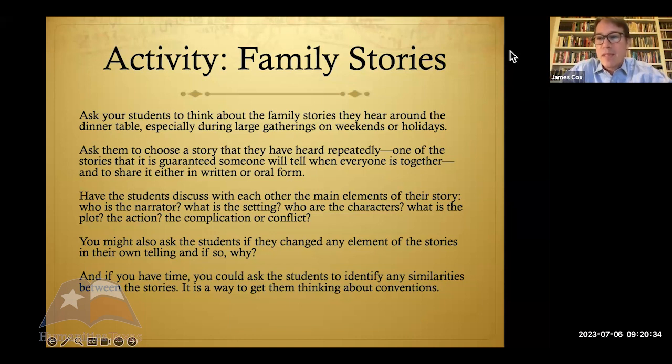And this is a way to get them thinking about conventions as well, because generally what will happen is, they'll be able to start to group the stories into particular categories, and they'll be able to point to similarities between them that suggest there are particular genres of family stories.